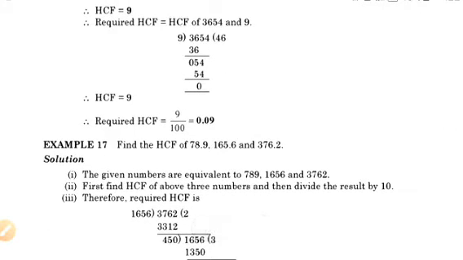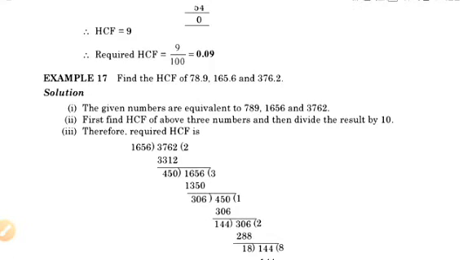So the required HCF is 9, but actually previously we multiplied the decimal numbers by 100. So the required answer will be divided by 100. So 9 divided by 100 gives us 0.09.